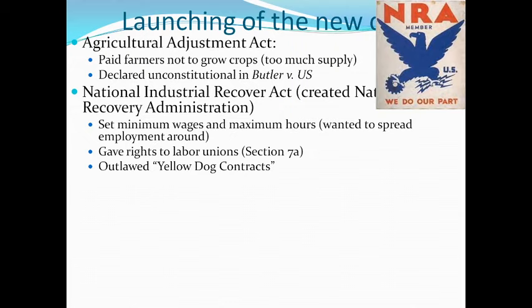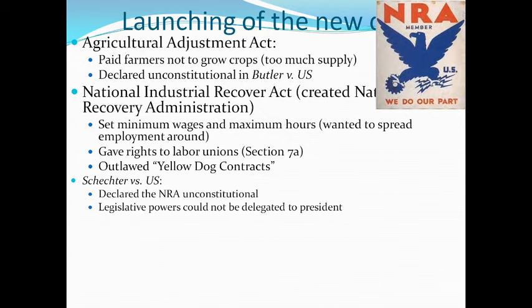Because the National Industrial Recovery Act outlawed these yellow dog contracts, it gave more power to labor unions and less influence for business owners to ban people from joining them. Then we have this very important court case called Schechter v. U.S., which declared the NRA unconstitutional because it says that legislative powers cannot be delegated to the president.